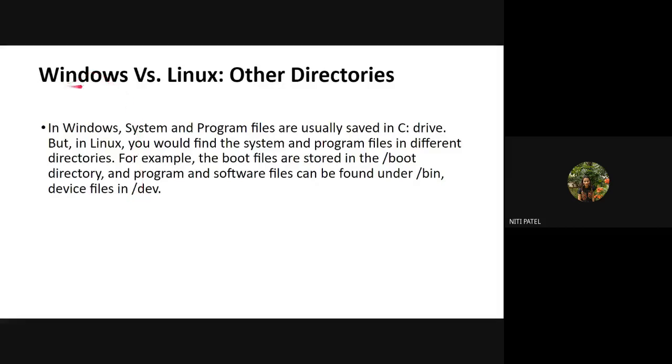So which means what? If it is Windows, everything is in one drive, the C drive. But in Linux, it is divided into three different things. Everything with respect to the operating system goes inside boot. Everything related to software, applications and users goes into bin. Everything related to devices goes inside dev. So your C drive of Windows is divided into three directories in Linux.